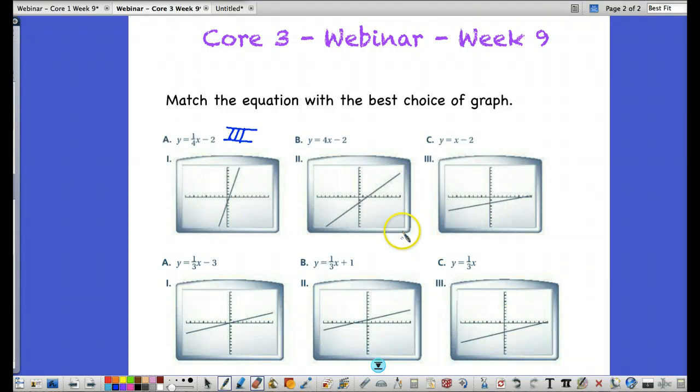Okay, you guys, now let's look at letter B. B has a slope of 4. Is 4 going to be steeper than the parent function or less steep? Steeper. So if we look at our 2 that are left, we have 1 and 2. Which one is steeper? 1. So B is going to be 1. And C has to be 2.